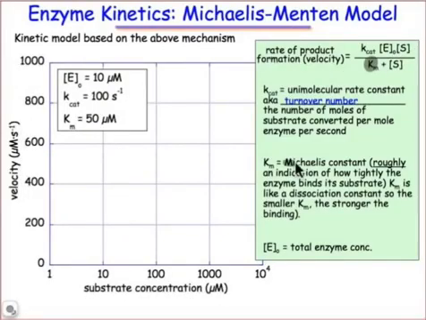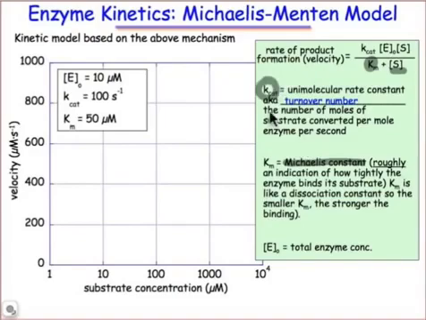Km is the Michaelis constant. You can really think about it almost as a dissociation equilibrium constant, and so being a dissociation constant, the smaller the number, the more tightly the enzyme binds the substrate. And then also in the denominator is the term concentration of substrate.